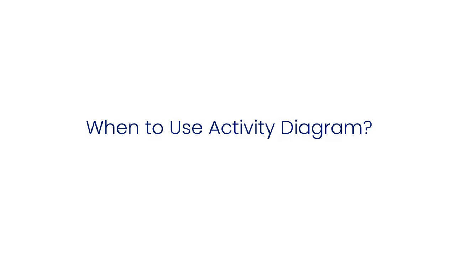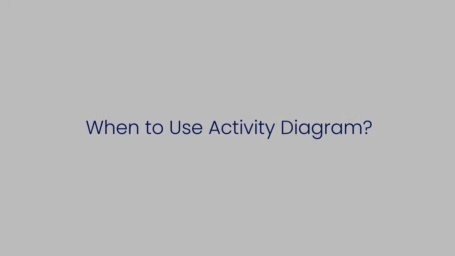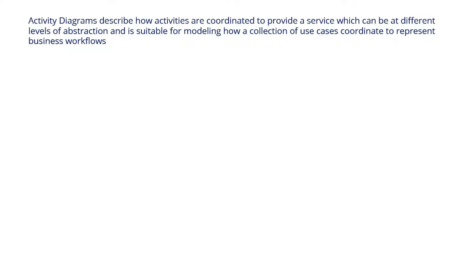So, when should you use an activity diagram? An activity diagram describes how activities are coordinated to provide a service, which can be at different levels of abstraction, and is suitable for modeling how a collection of use cases coordinate to represent business workflows.